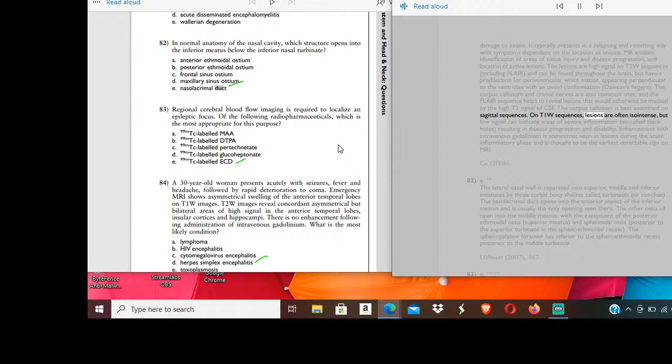On T1W sequences, lesions are often isointense, but low signal can indicate areas of severe inflammation, so-called black holes, resulting in disease progression and disability. Enhancement with intravenous gadolinium is sometimes seen in lesions during the acute inflammatory phase and is thought to be the earliest detectable sign on MRI.